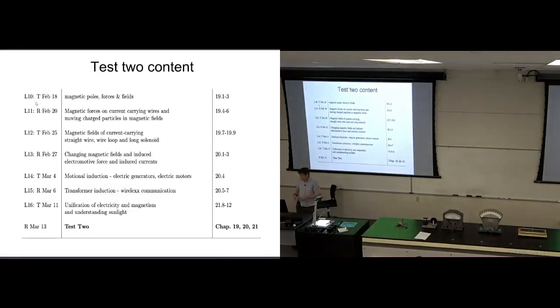Here's the material for Test 2. It's all that material since Test 1: magnetic poles, magnetic attraction, repulsion, magnetic forces on current carrying wires, magnetic fields due to current carrying wires, and the work we're doing now on magnetic induction, which will continue in this class and in the next class and culminate next Tuesday. Any questions on all of that? Okay.